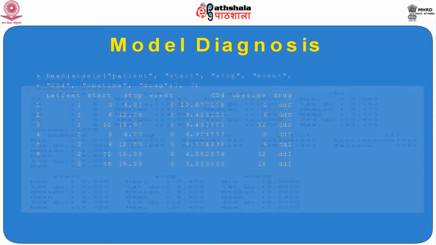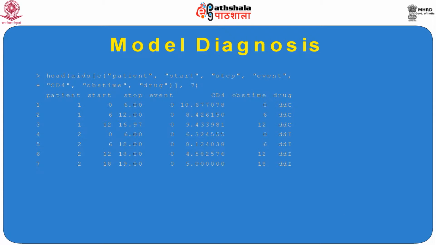So now we are going for this model diagnosis, and before that we want to see the first few individuals' data, how it looks. We are using the function head, and within parentheses we are putting aids. Now we have to see these variables: patient, start, stop, event, CD4, obstimes, and drug. After that we are putting a comma and 7, so 7 observations will be there.